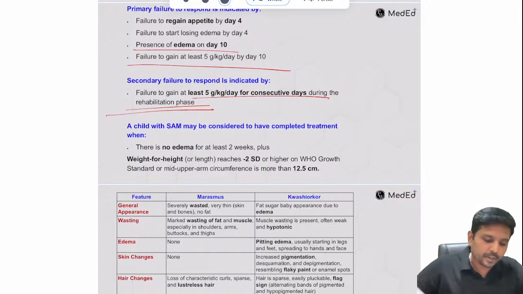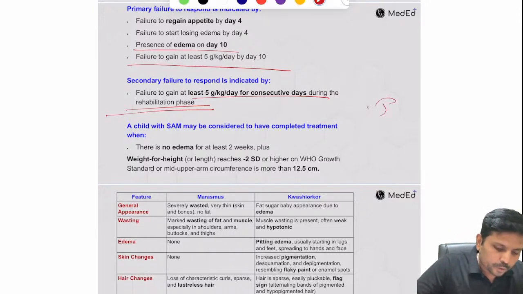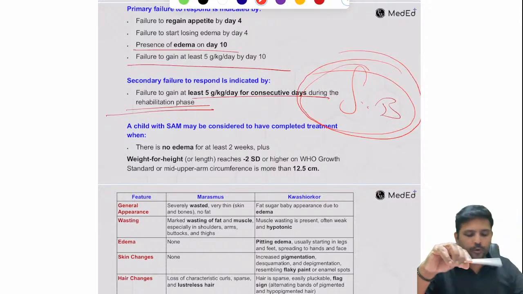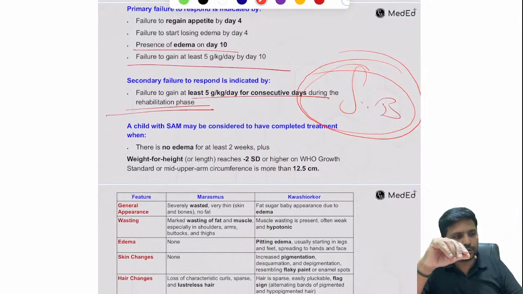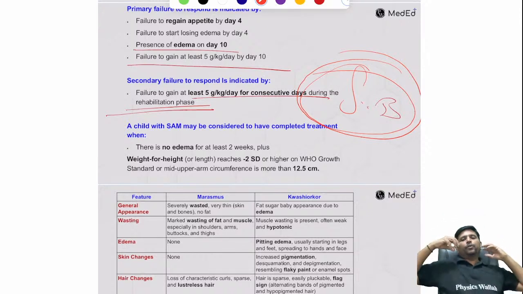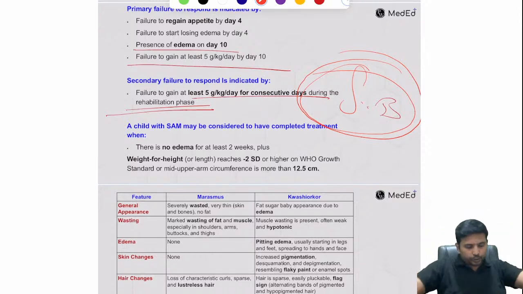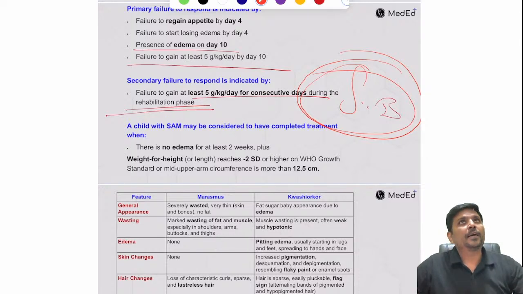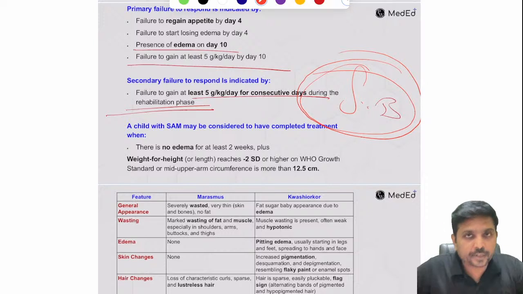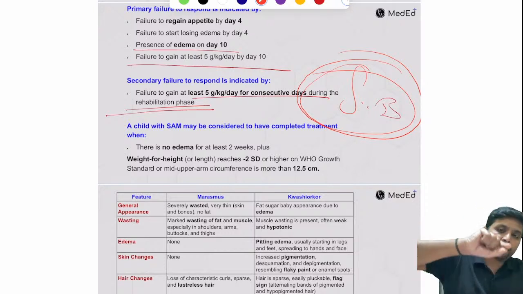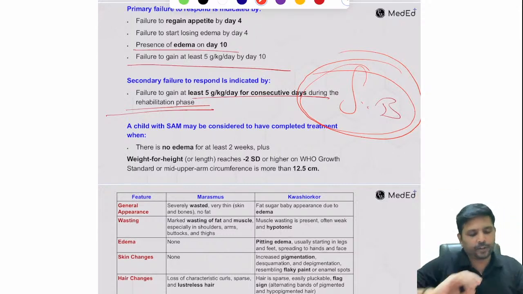The most common cause for secondary failure is tuberculosis. You need to rule out underlying tuberculosis. Underlying tuberculosis should be thought of when secondary failure occurs. Primary failure means there must be some problem with respect to F75 and F100 formula.